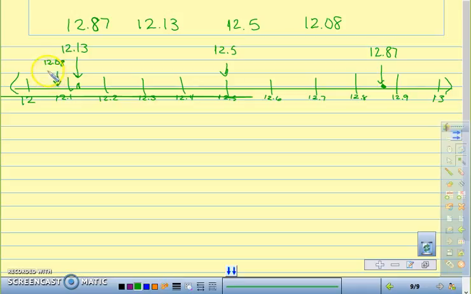Okay, so what it's asking is which ones are closer to 12 and which ones are closer to 13. So closer to 12, I'm just going to write it out. Closer to 12 is, of course, 12 and 8 hundredths. Oh, let's try that again.